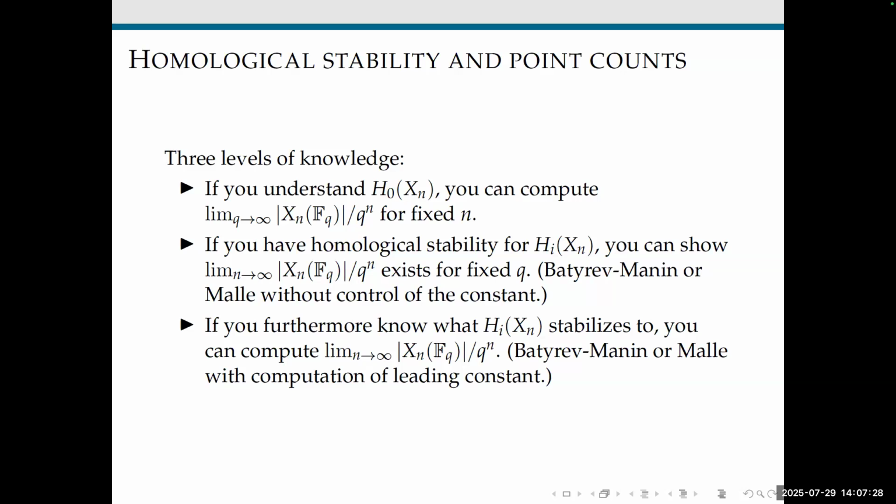then you can show what you really want, which is that the limit as n goes to infinity exists. If you remember back to the beginning, when we were talking about Batyrev-Manin or talking about Malle, q to the n was our bound. We were trying to let the discriminant grow or the height grow. And so that's what letting n go to infinity does. And that's what you can get if you have homological stability. You can get the existence of the limit, but you don't know what the limit is.